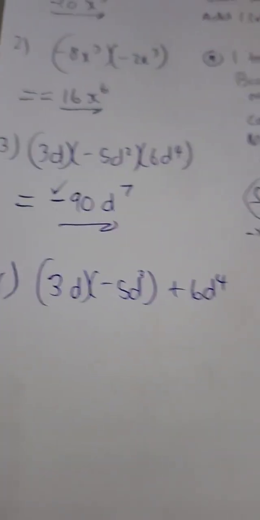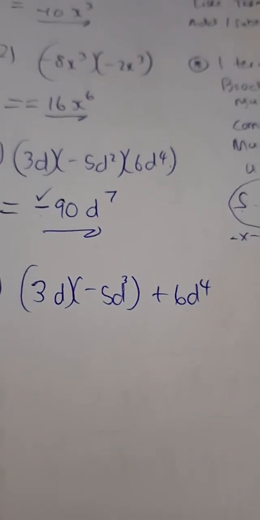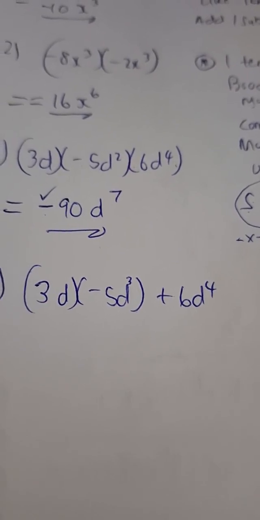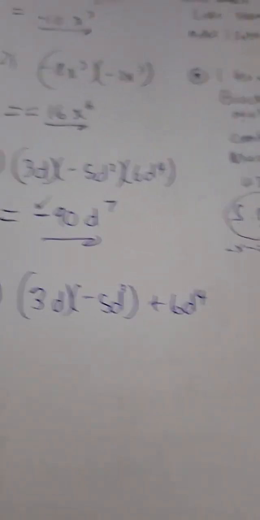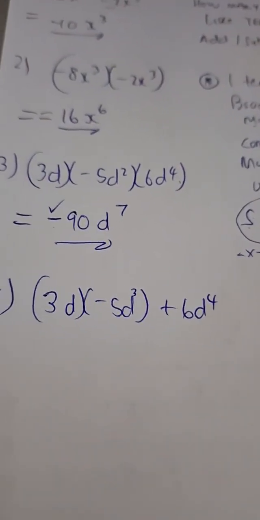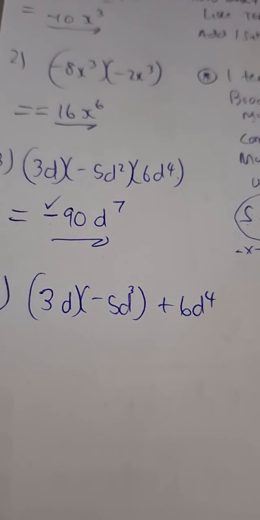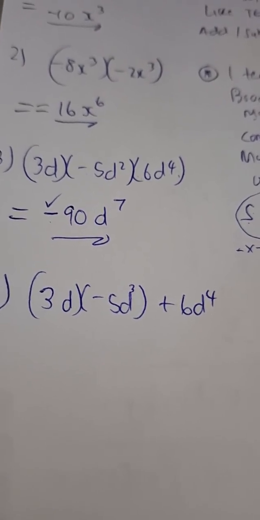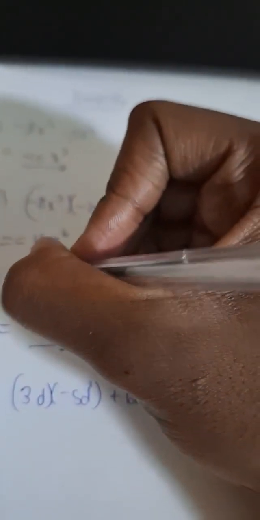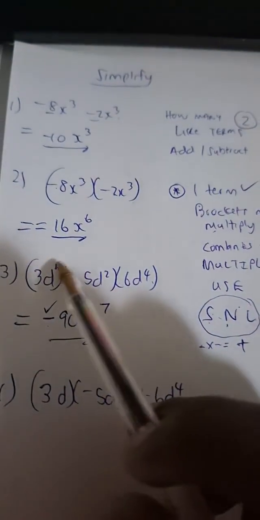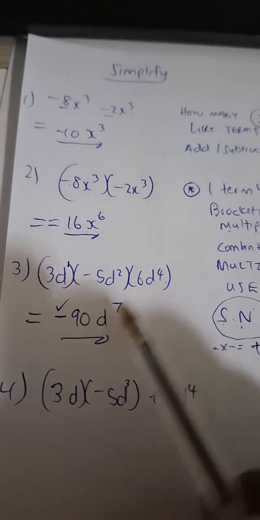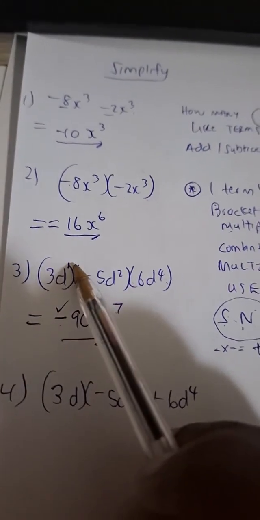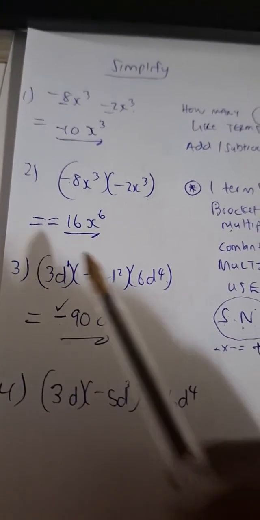Here's another one. 3D, brackets, minus 5D to the power 3, brackets, plus 6D to the power 4. First question, how many terms in the expression? How many terms? So it's counted, that one. The invisible one. Don't forget that, because if you say 2 plus 4 alone, you'll get 6. That one, very important. It's the invisible one.